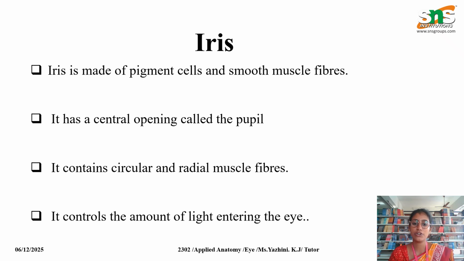The iris helps control the amount of light entering the eye, just like the aperture of a camera. In clinical practice, we check pupil size and reaction to light, which is called PERRLA, during the neurological assessment. Fixed or unequal pupils can indicate serious conditions like head injury or increased intracranial pressure.